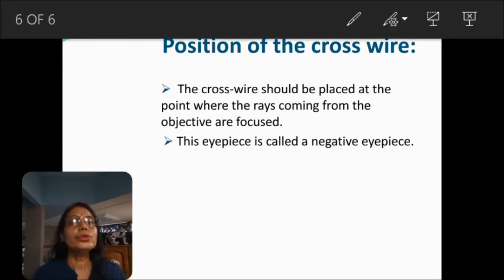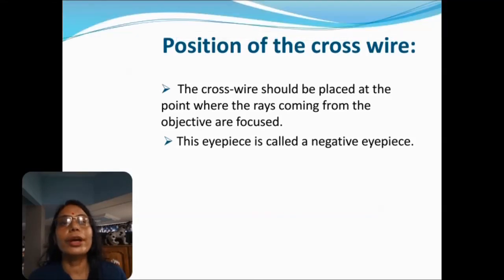Now where should we keep the crosswire? That is the position of the crosswire. The rays coming from the objective are focused at I1. I1 lies midway between the field lens and the eye lens. It is here that the crosswire should be placed.